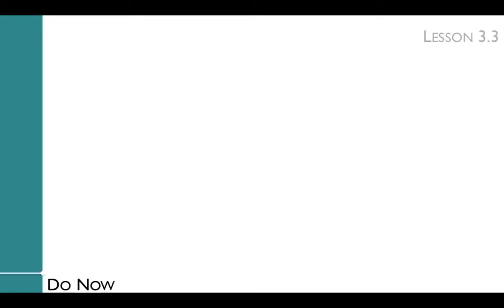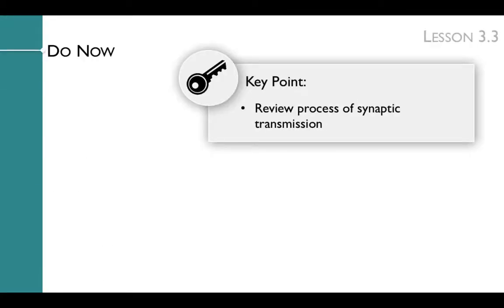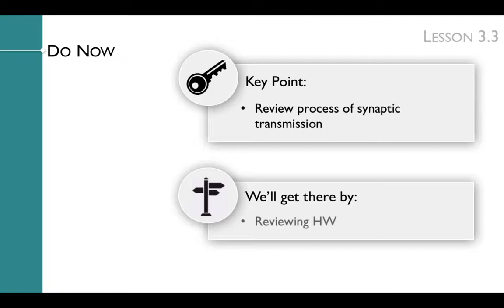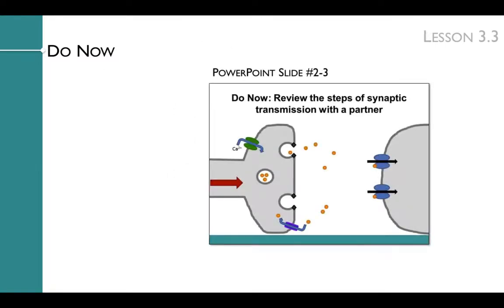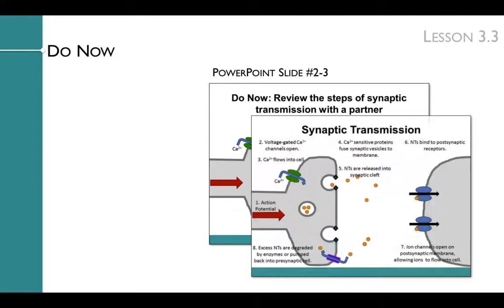The key point of the lesson's do now is to review the process of synaptic transmission. We'll get there by reviewing last night's homework. After giving students a few minutes to review the process of synaptic transmission with a partner, you'll use slide 3 to review the process as a class.